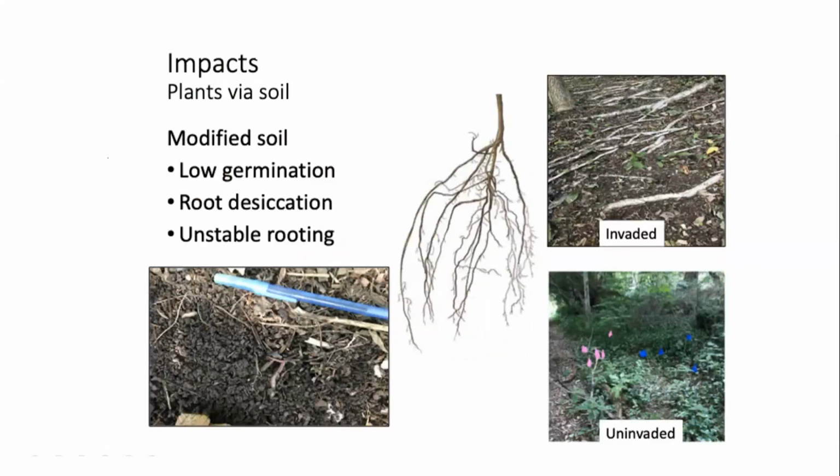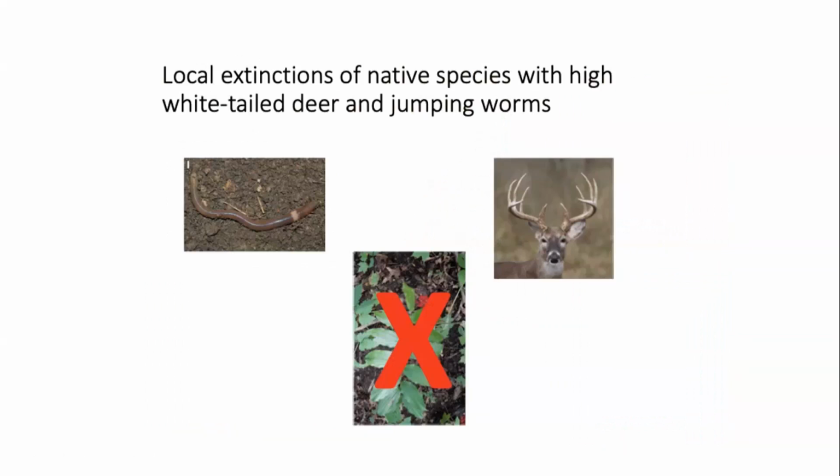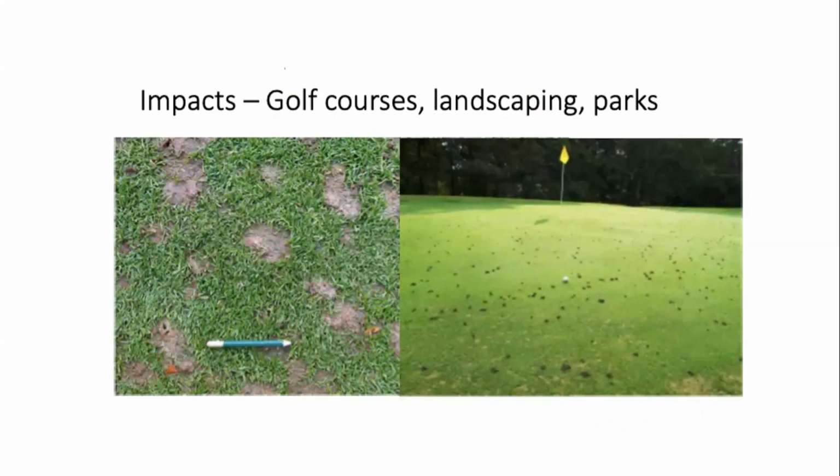What this means for roots is that it's very hard to grow. They dry out really quickly. It's tough for seeds to germinate under these conditions. And it's pretty unstable, so things can get pulled out easily by a deer taking a bite, instead of clipping it off a plant, it'll kind of pull the whole thing out. And we do find that having these 2 things in combination, jumping worms and white-tailed deer, have more than just the sum of their parts in impact.